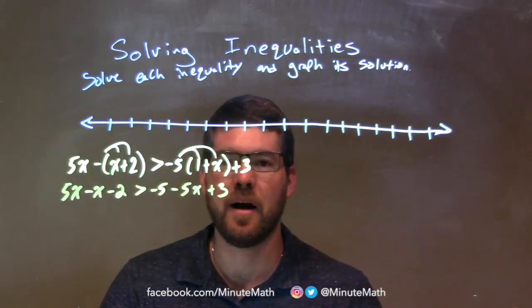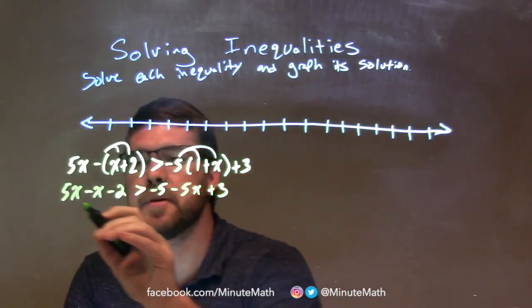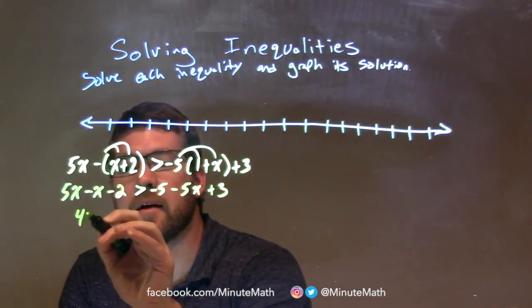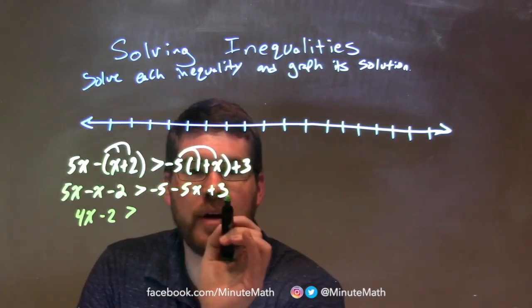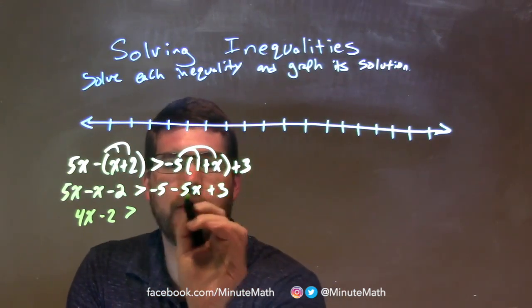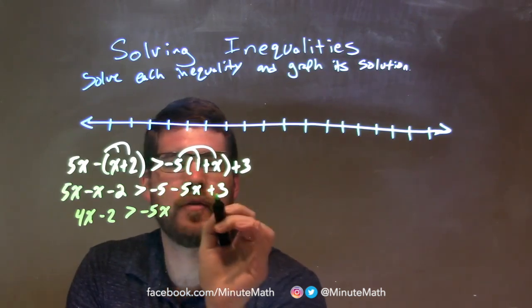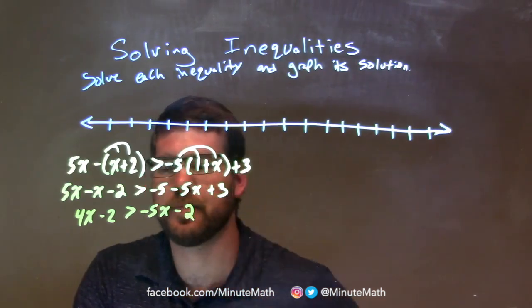Let's simplify the left and right hand sides individually. 5x minus x is 4x, minus 2 is greater than, well, here we have negative 5 and a positive 3 that come together. So I'm going to put the negative 5x first here, and the negative 5 and a 3 is a negative 2. All right.